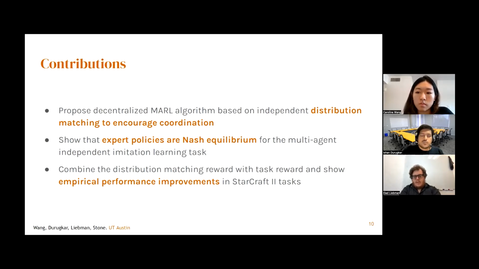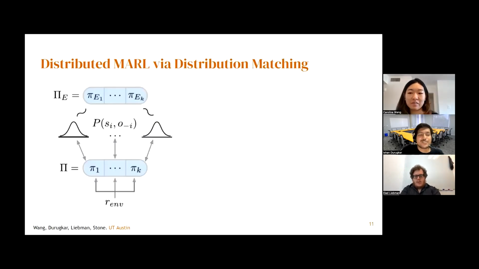And finally, we empirically evaluate our idea on the StarCraft 2 environment and show an empirical improvement with respect to independent policy gradient when using this distribution matching approach. Let's go into this idea in a little more detail.